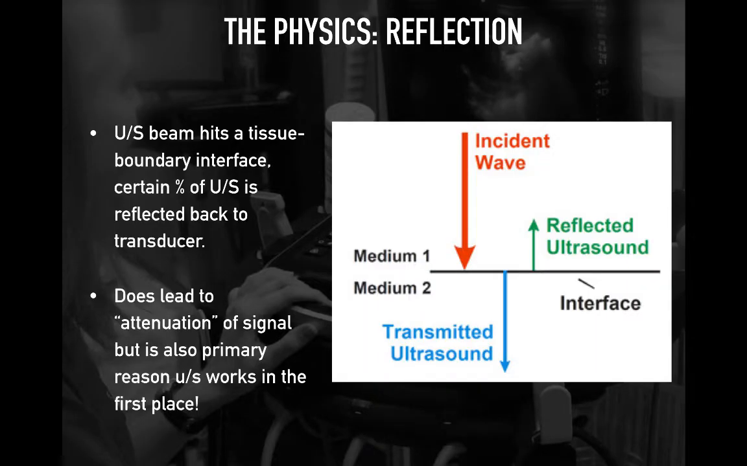But to highlight, although reflection is one factor in attenuation, it is really the core principle that generates the image in a B or 2D mode image. When the ultrasound beam hits a tissue boundary interface, a certain percentage of the ultrasound is reflected back. However, another percentage is still transmitted. This is the reason why you can generate multiple signals along one scan line.